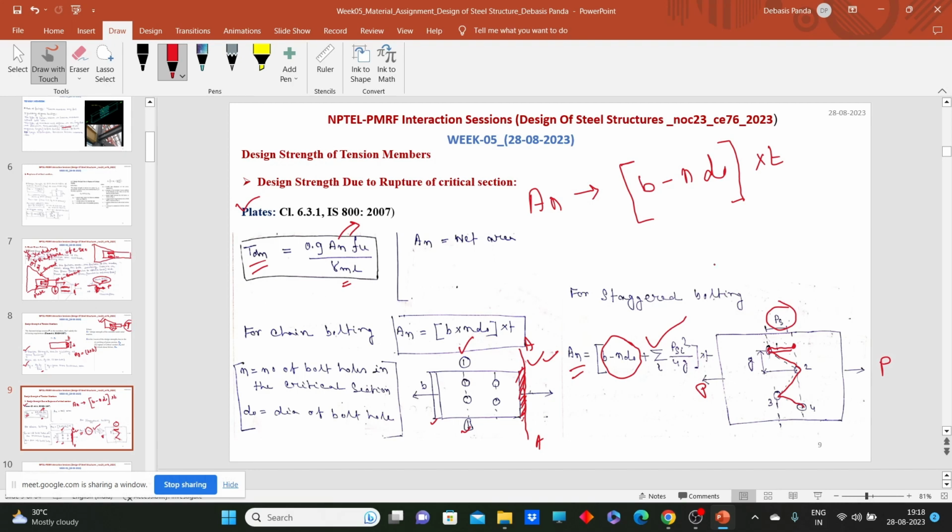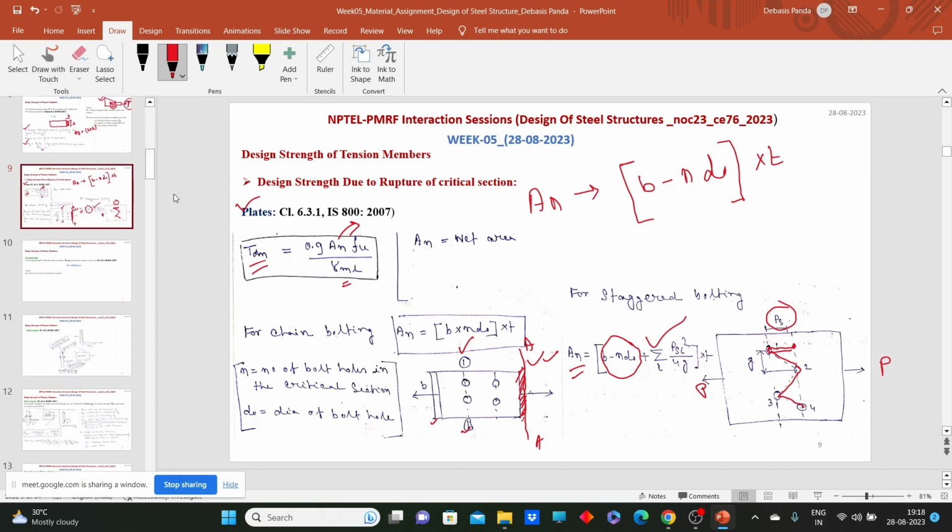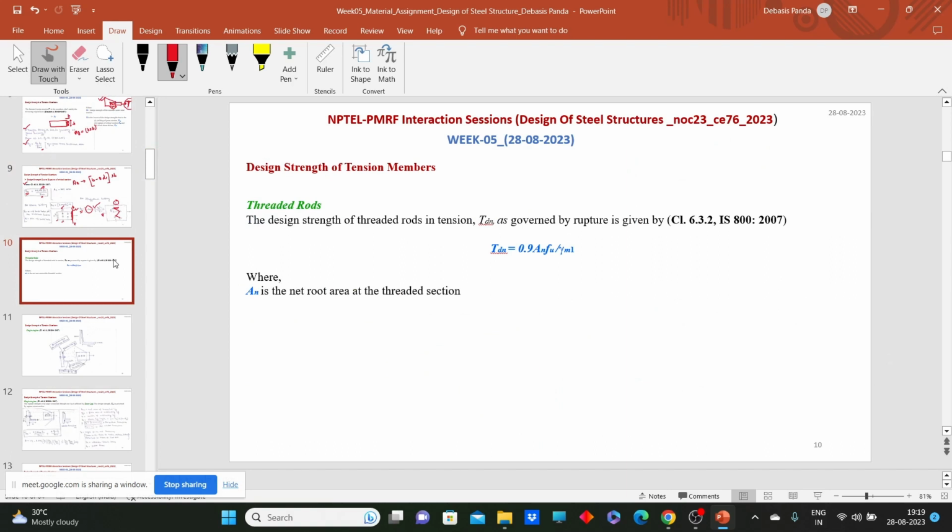Okay, so this is for the plate section. Now we have another section, that is the angle section. So how can we calculate the design strength due to rupture at the critical section of that angle section? Before going to the angle section, we have the threaded rod.